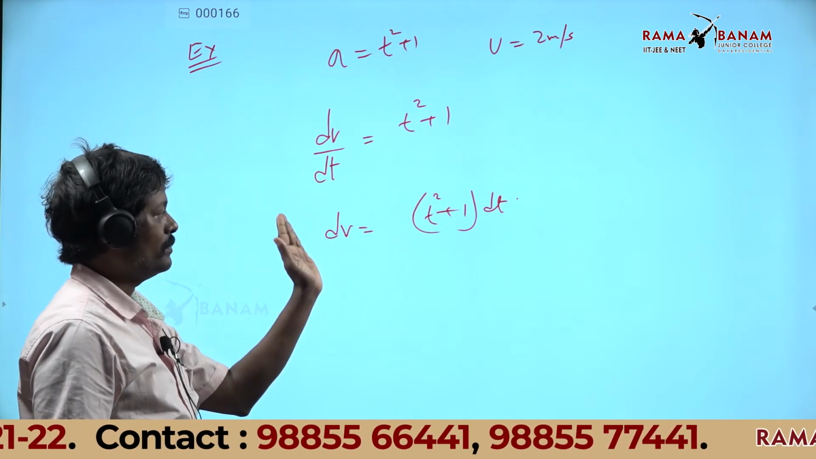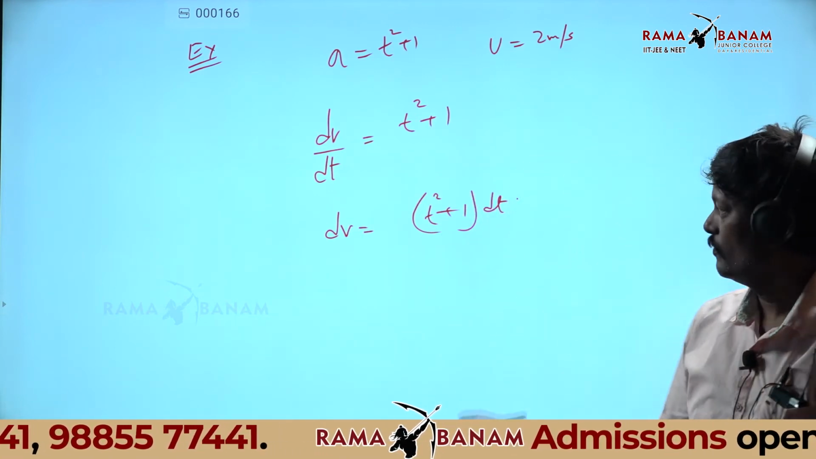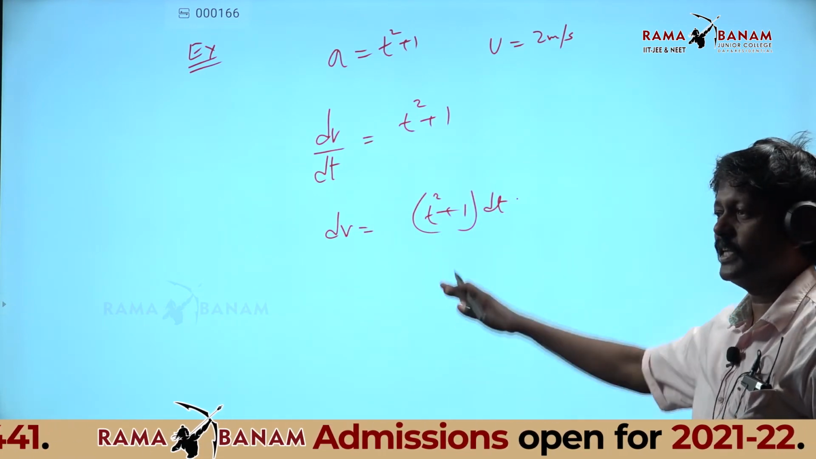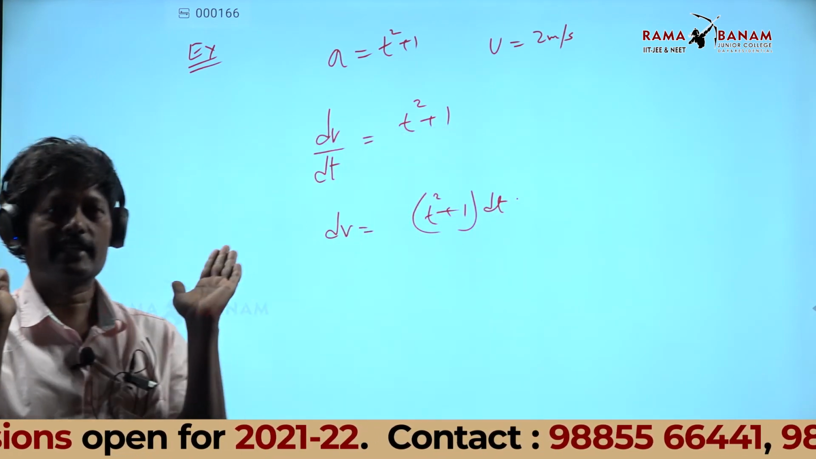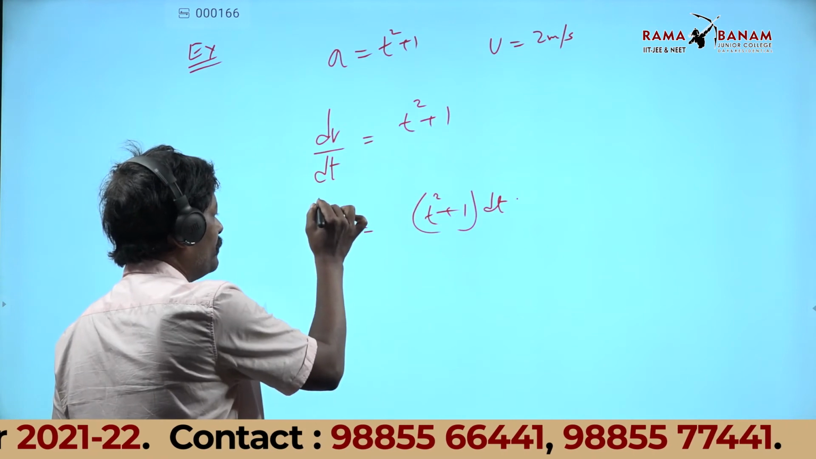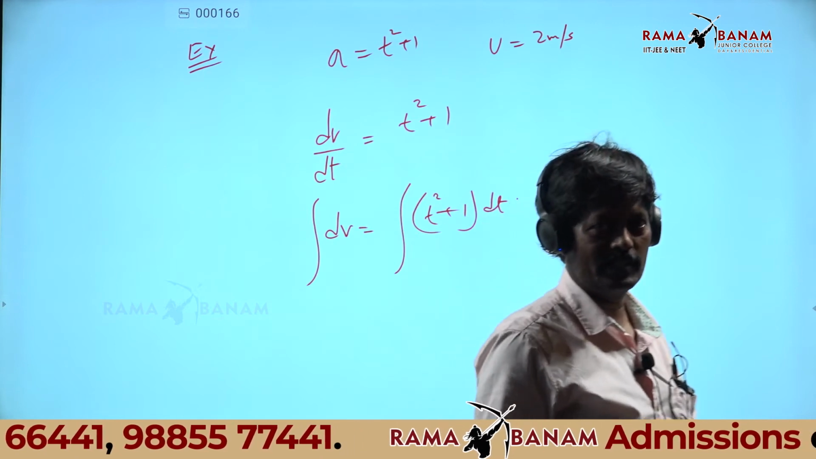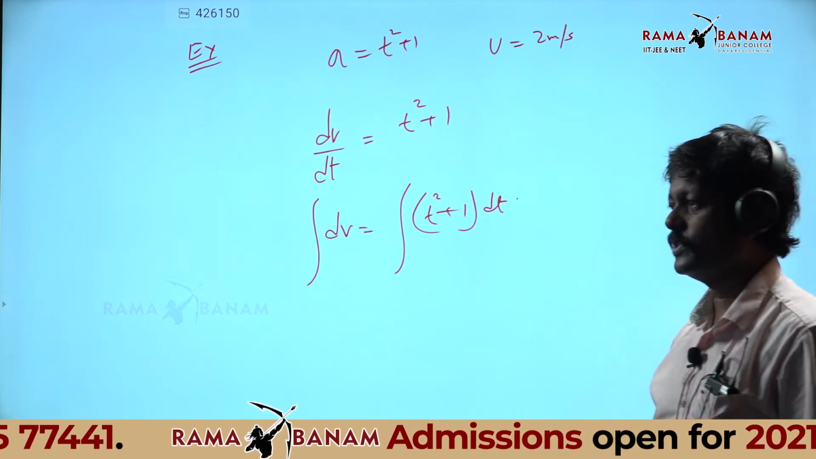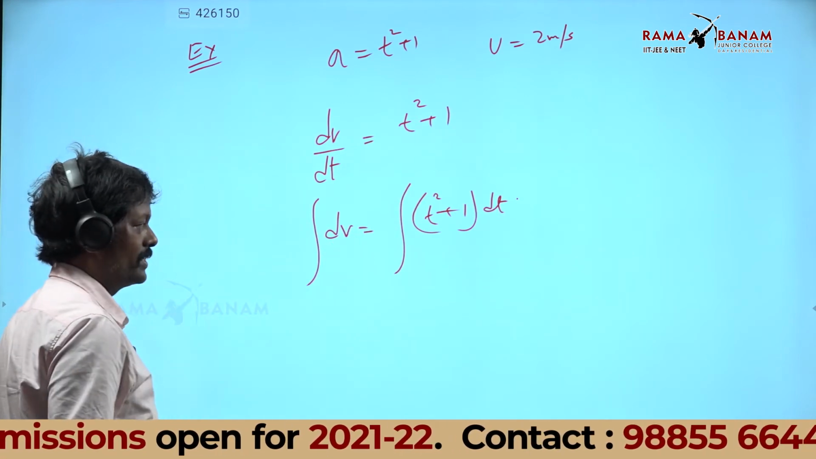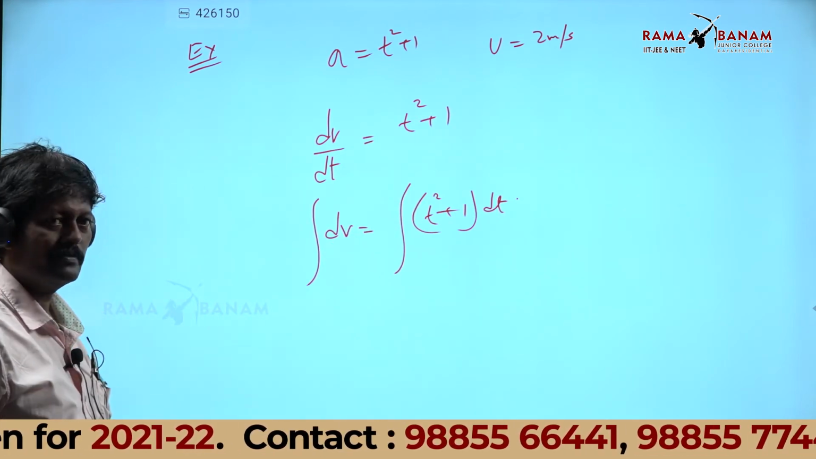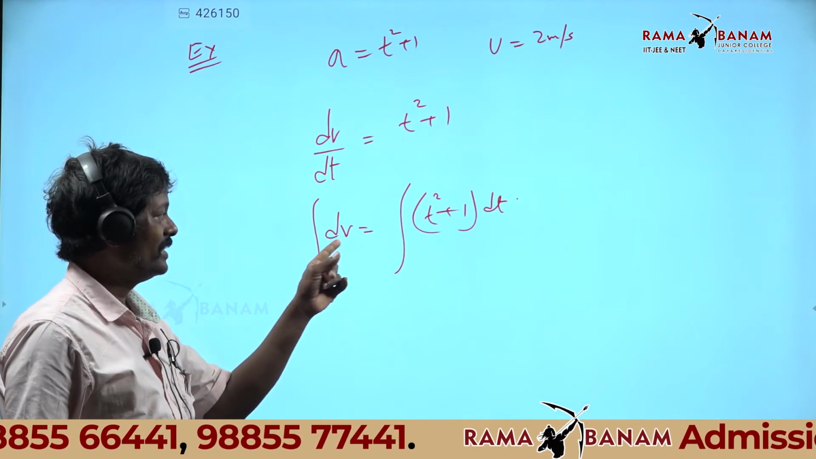Now velocity term is this side, time is that side. If you want, you check carefully. Velocity is on the left hand side, time is on the right hand side. Like that you have to segregate. Then put the integral symbol on both sides. Integral dv is how much?